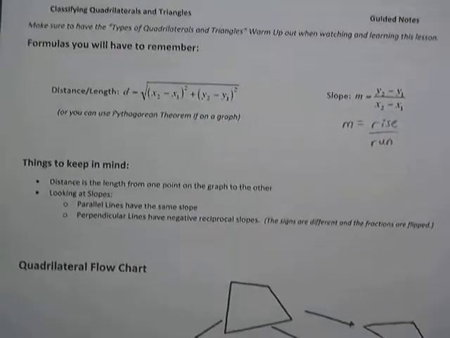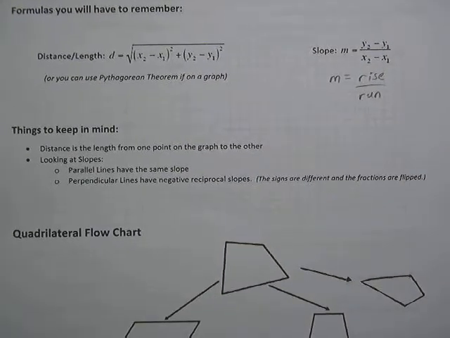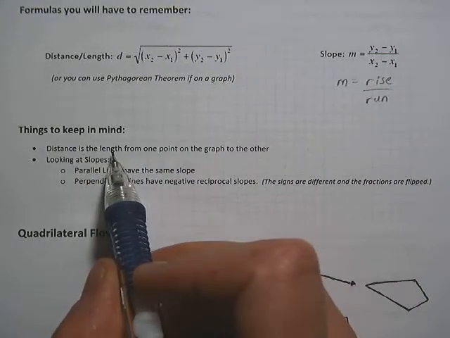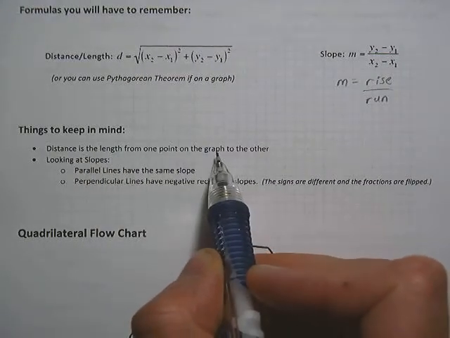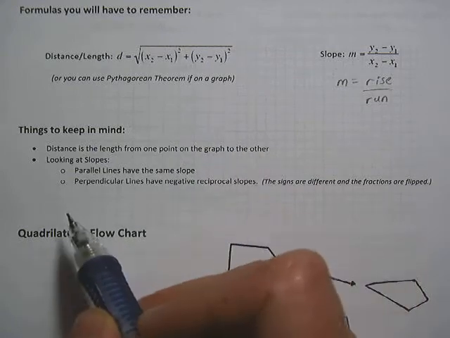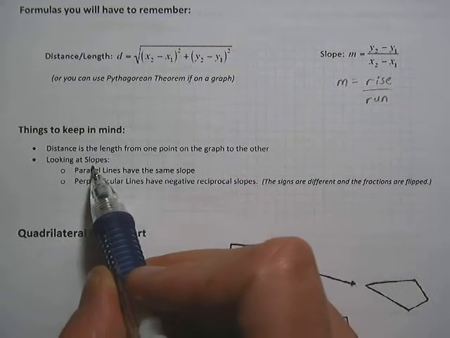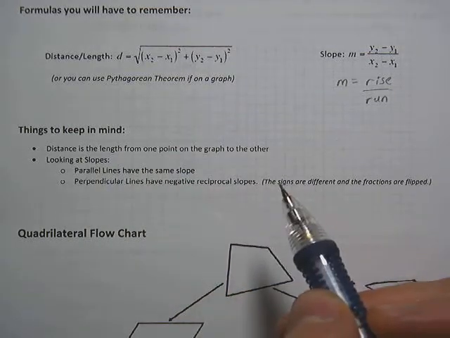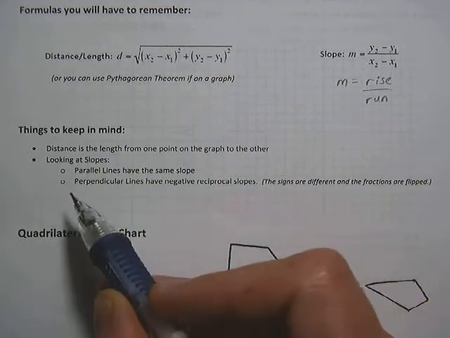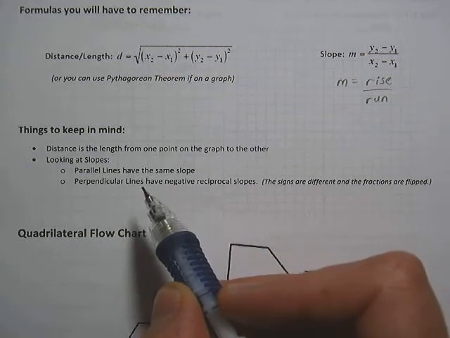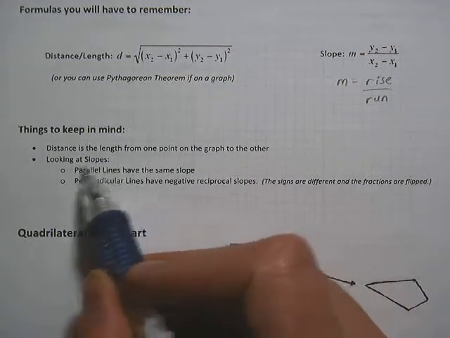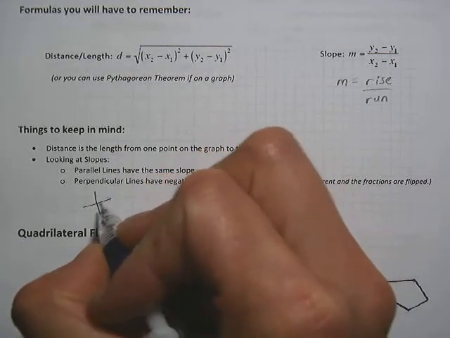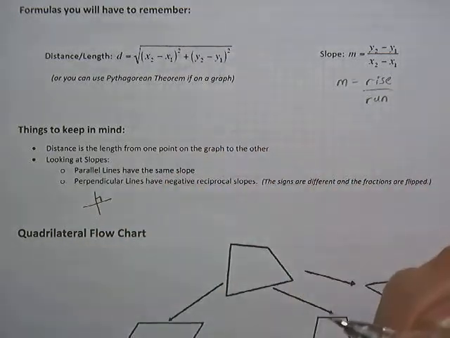Something else that you will need to make sure that you know or review before you start this lesson is, remember, distance is the length from one point on the graph to the other, which we just talked about. And then also with slopes, we are going to have to tell if two things are parallel to each other, and if things are perpendicular to each other as well. So remember, parallel means that they never cross no matter how far you extend them. And perpendicular are when lines cross to form right angles, okay?